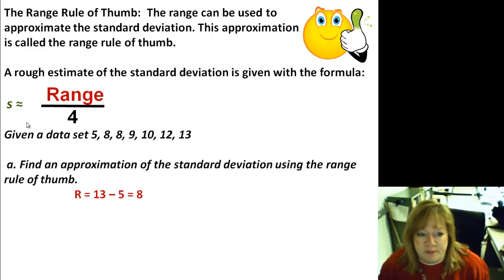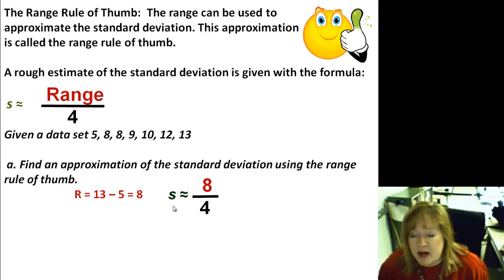There it is. Range over 4. So standard deviation is approximately the range divided by 4. If I'm given this data set, to find the approximation of the standard deviation, I have to first find the range. The range is the high minus the low. So 13 minus 5 is 8. So standard deviation is approximately 8 divided by 4. That's an approximation for the standard deviation, which is 2.